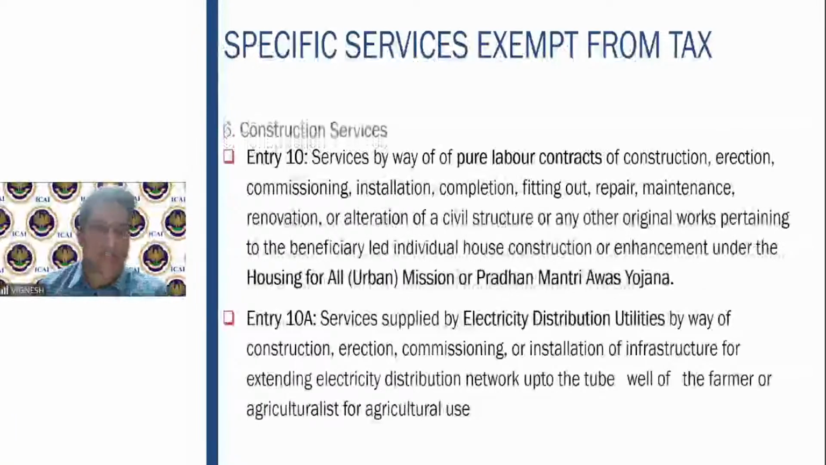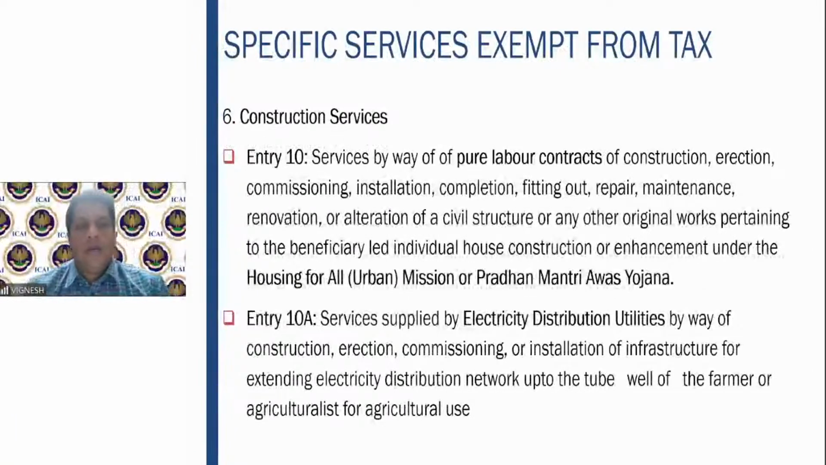So next one is construction services. Services by way of pure labor contracts of construction, erection, commissioning, installation, completion, etc., or alteration of civil structure or any other original works pertaining to beneficiary-led individual house construction. Individual house construction pure labor contracts are exempt. Or enhancement under the Housing for All urban mission or Pradhan Mantri Awas Yojana, that is economy housing scheme.